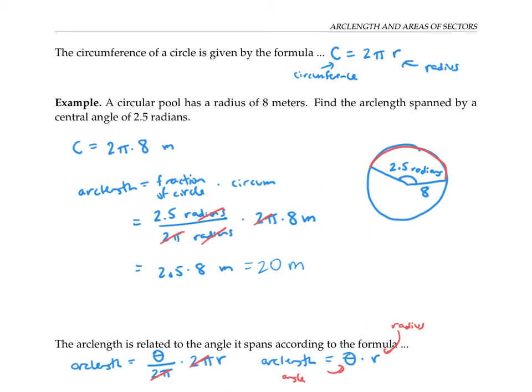It's important to note that theta needs to be measured in radians, not degrees, for this to work. That's because when I took this ratio, I was using 2 pi radians for the total measure of the circle, so it's important that theta also be in radians.